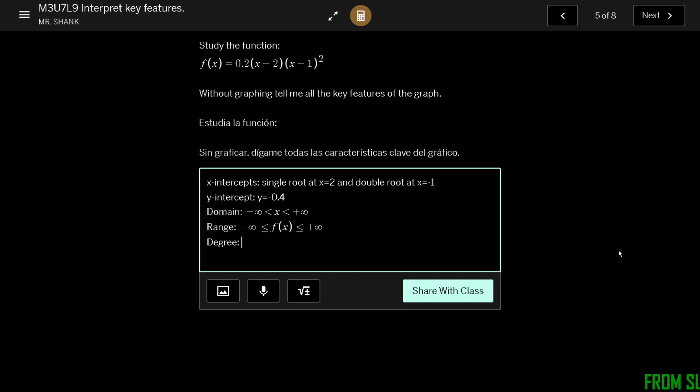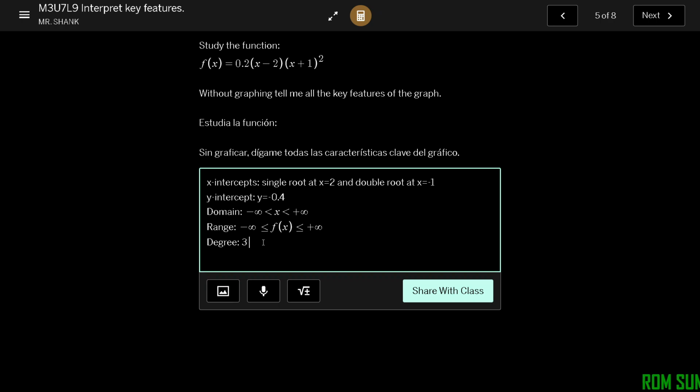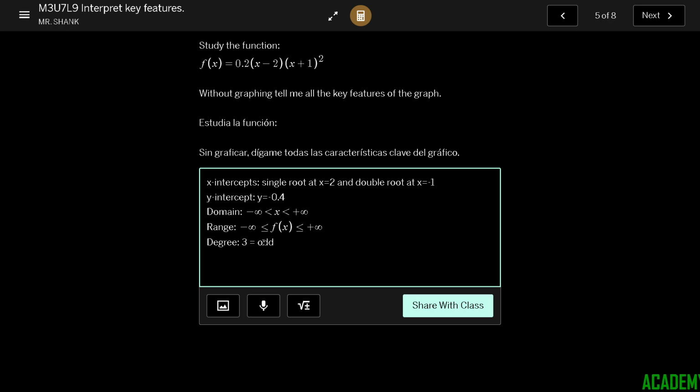Our degree is going to be 3 because we're saying that I have 1x in the parentheses and I have another x in parentheses with that squared. So that's going to be a degree of 3, which is going to be odd. And I can say my leading coefficient, which is a, again, that number all by itself in the very front of my equation, is 0.2, which is positive.